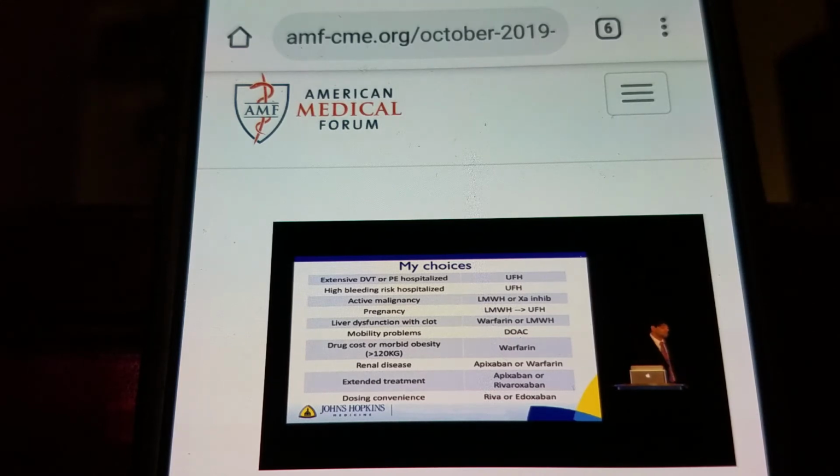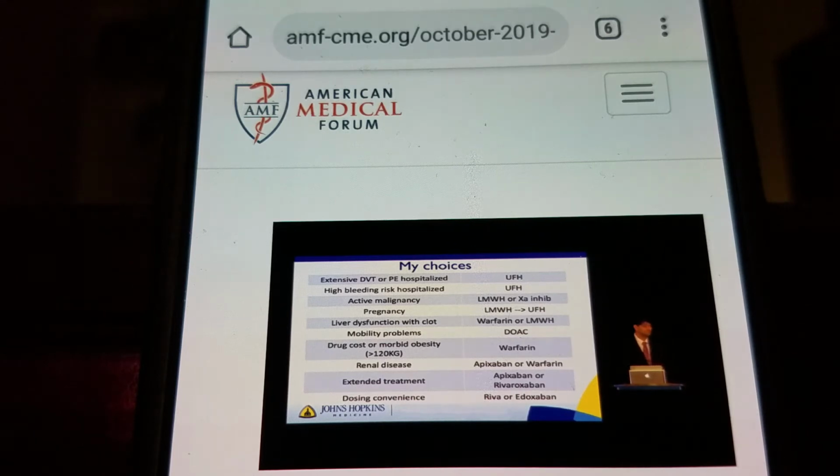Liver dysfunction with clot is a tricky area. Do not use DOACs in patients with Child-Pugh B or C liver dysfunction. It is asking for trouble. I stick with either warfarin, which you can monitor, or low molecular weight heparin.